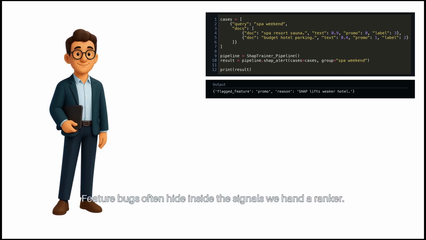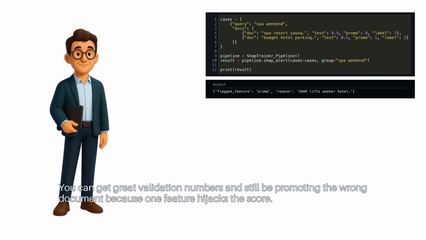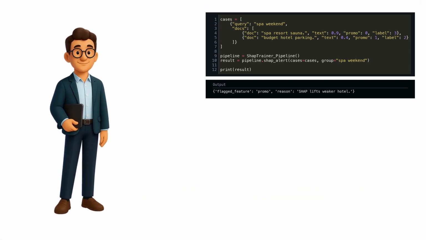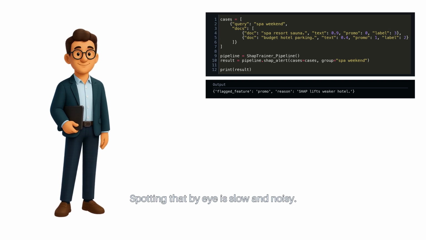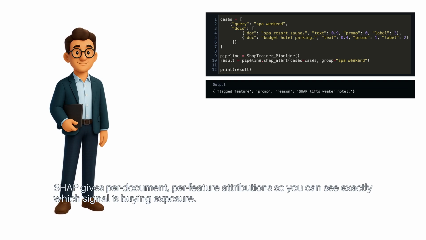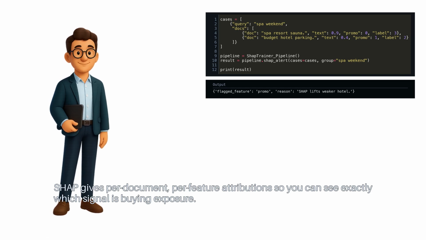Feature bugs often hide inside the signals we hand a ranker. You can get great validation numbers and still be promoting the wrong document because one feature hijacks the score. Spotting that by eye is slow and noisy. SHAP gives per document, per feature attributions, so you can see exactly which signal is buying exposure.